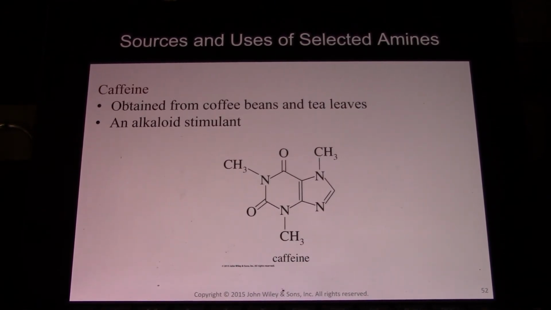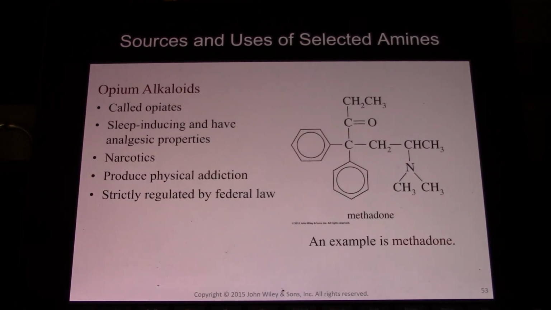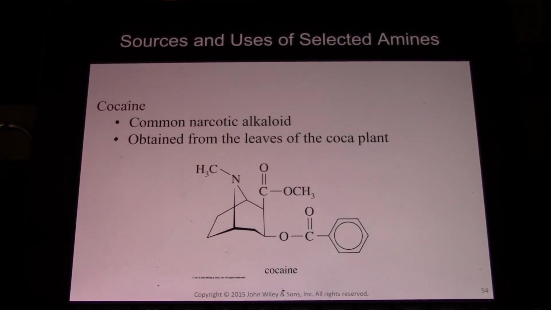Caffeine, another alkaloid, and it acts as a stimulant. It comes from coffee beans and tea leaves. Opium alkaloids, opiates, these also bind opiate receptors in the brain. Cocaine, common narcotic alkaloid from the leaves of the coca plant, and this binds receptors in the brain.